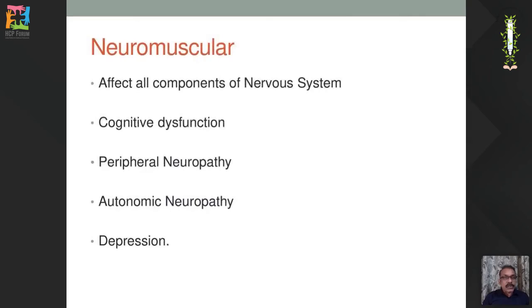Neuromuscular, all the components are affected equally. Cognitive dysfunction, peripheral neuropathy; for us, autonomic neuropathy is very important because their blood pressure fluctuates very fast. And depression, they might be on antidepressant medications.